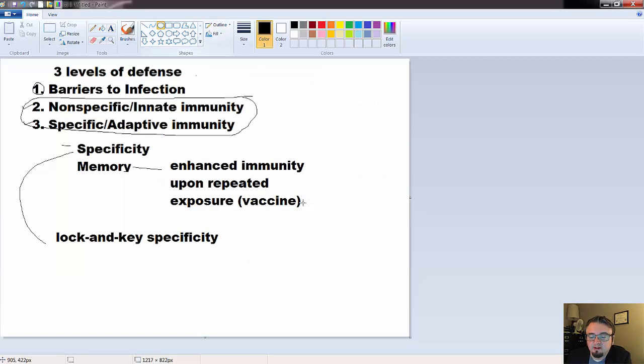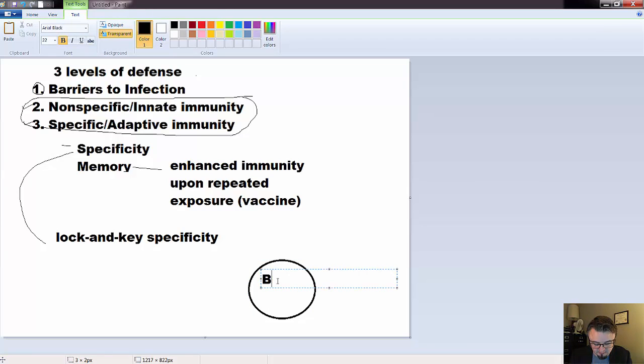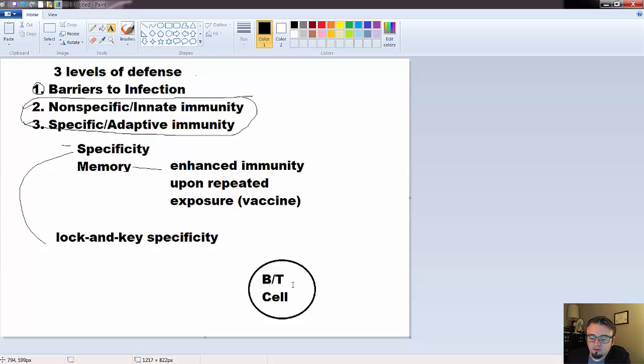But essentially, our B and T cells are a cell. So we'll draw them. A generic cell could be either a B or T cell. Later we'll clarify some of the differences between them, but for now we'll talk about them as if they're the same thing. They're very similar. And what we find is on the surface of every B and T cell, we have these receptors. The receptors are the equivalent of the lock.